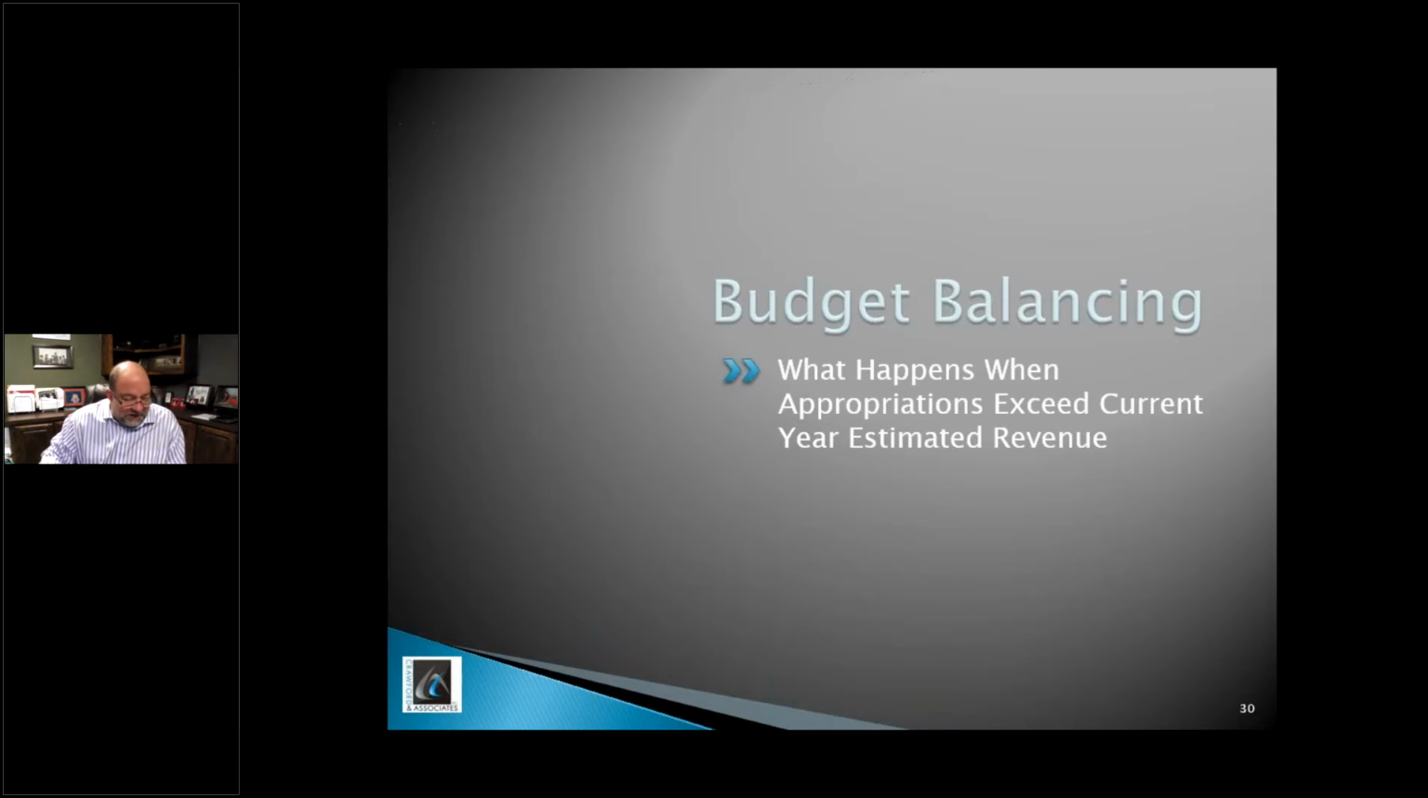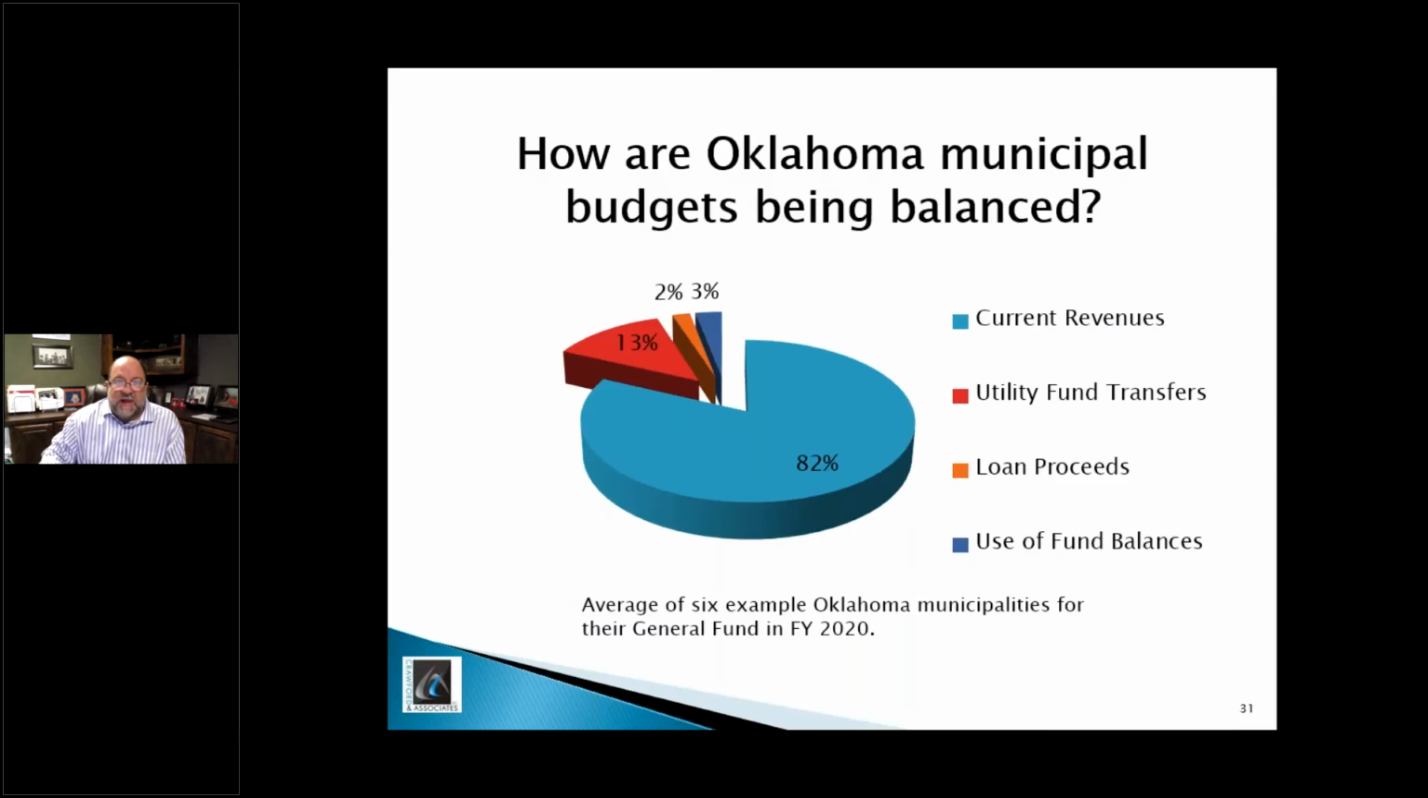So last, we'll end with this, and I kind of already started this process, budget balancing. How are Oklahoma municipal budgets usually being balanced? Well, basically, based on a sample of 6 governments that I just randomly picked from last year, it appears that we're balancing the general fund budget with about 82% of current year revenues and about 13% of transfers from a utility fund, i.e. a subsidy or a cost reimbursement or a payment in lieu of tax. They all use different names, but 13% tend to come from the utility authority.